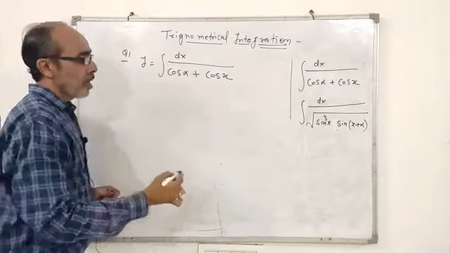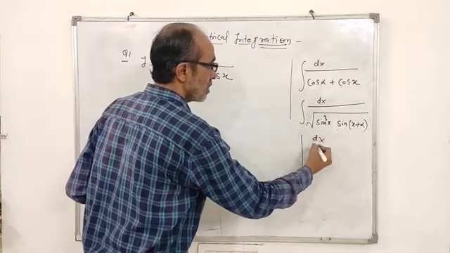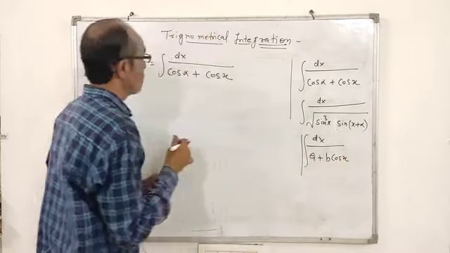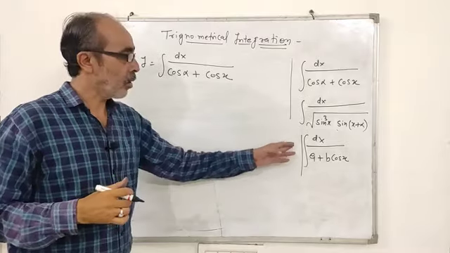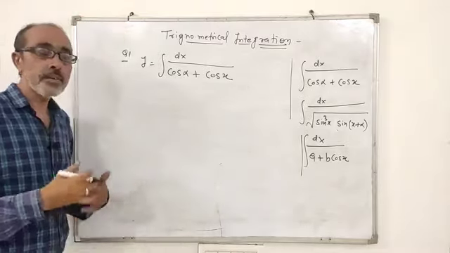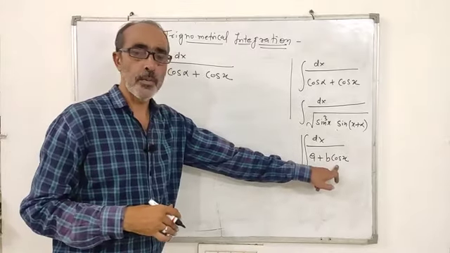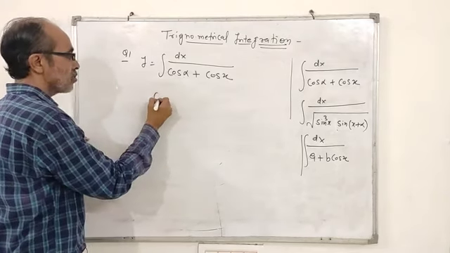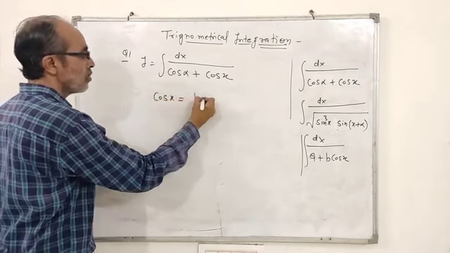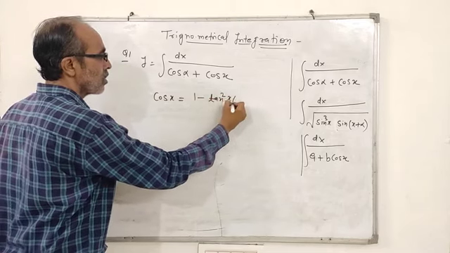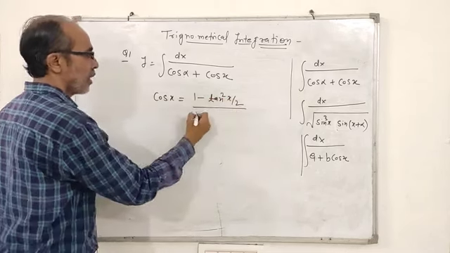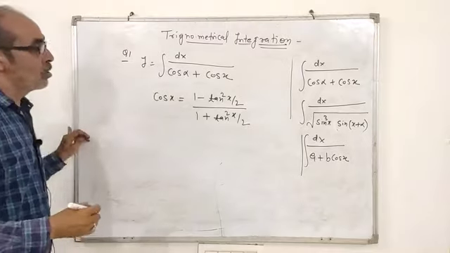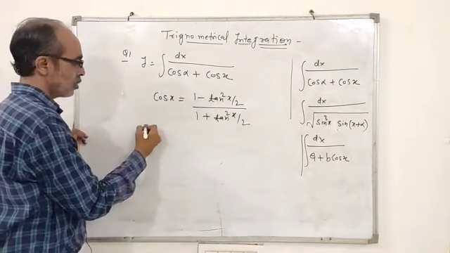This question, dx divided by cos alpha plus cos x, where the variable is x but alpha is constant. The integral has the pattern dx divided by cos alpha plus cos x, and according to this pattern, as I explained in the previous video, we use the half angle form of cos x in terms of tan x by 2. So I write the value of cos x is equal to 1 minus tan square x by 2 divided by 1 plus tan square x by 2. So we solve this question.